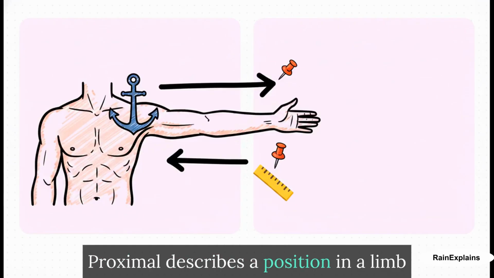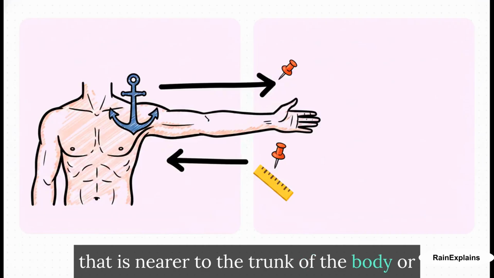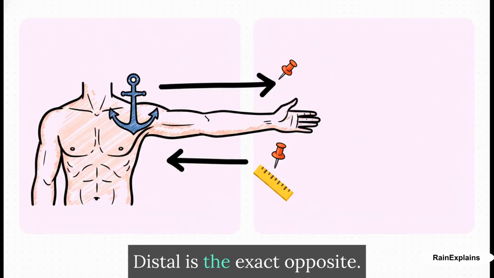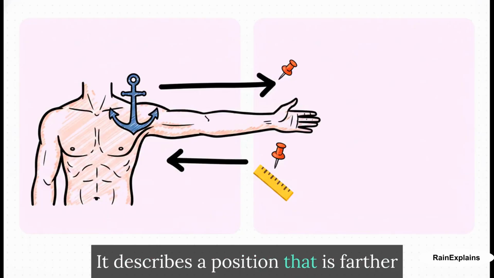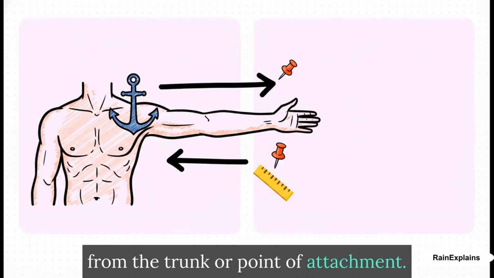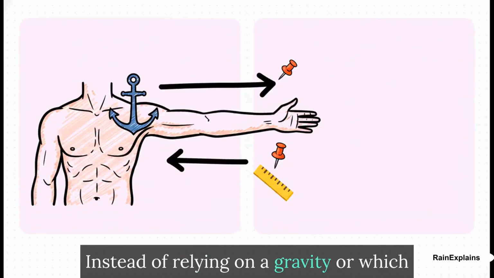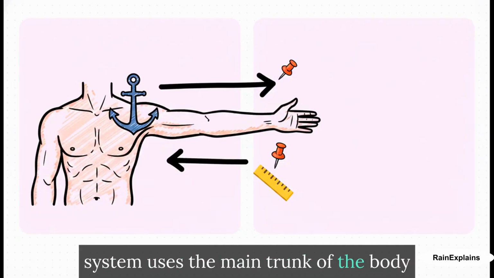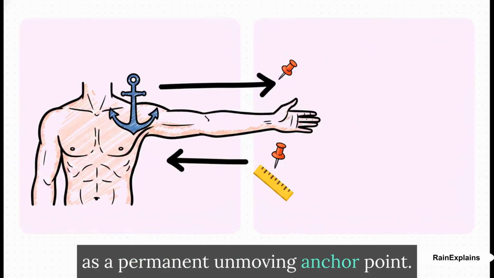Proximal describes a position in a limb that is nearer to the trunk of the body or nearer to the limb-specific point of attachment. Distal is the exact opposite. It describes a position that is farther from the trunk or point of attachment. Instead of relying on gravity or which way the limb happens to be pointing, this system uses the main trunk of the body as a permanent, unmoving anchor point.